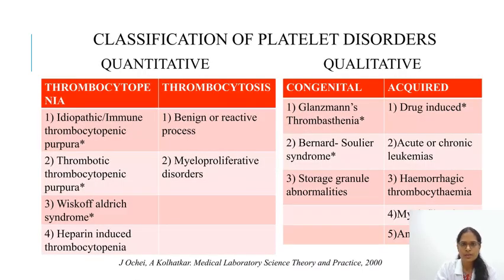So classification of platelet disorders: they are divided into quantitative and qualitative. In quantitative, it is mostly the count of the platelets. So it can be thrombocytopenia or thrombocytosis. In thrombocytopenia, the most common causes are immune thrombocytopenic purpura and thrombotic thrombocytopenic purpura. In thrombocytosis, it can be a benign or reactive process or any myeloproliferative disorders. In qualitative, congenital, the most common causes are Glanzmann thrombasthenia, Bernard-Soulier syndrome, and storage pool deficiencies. In acquired, it can be because of any drugs, leukemias, or any hemorrhagic manifestations.